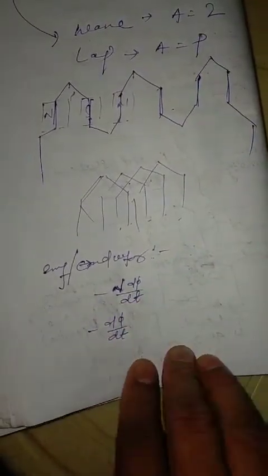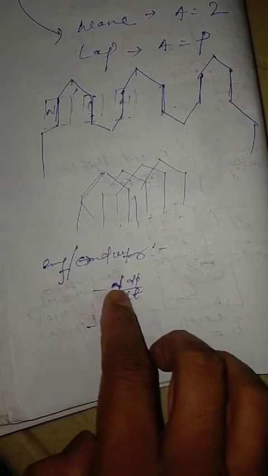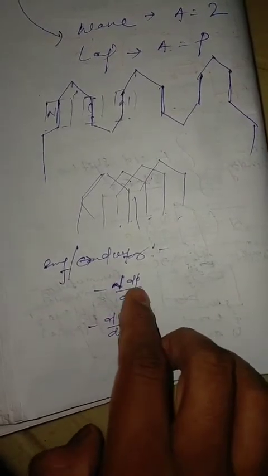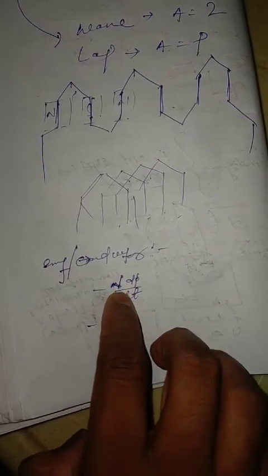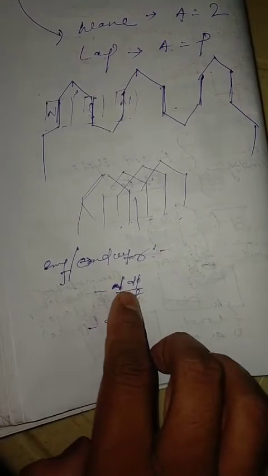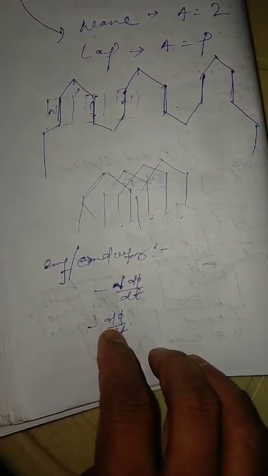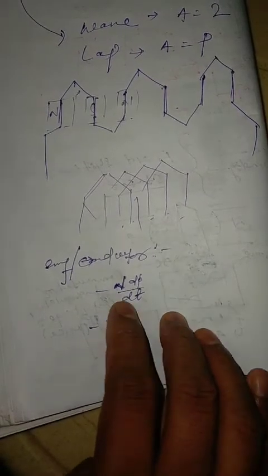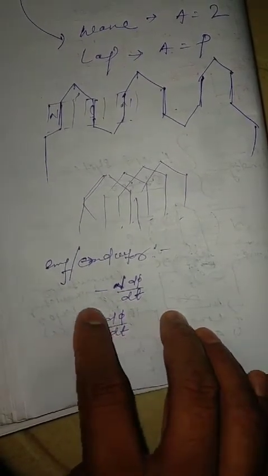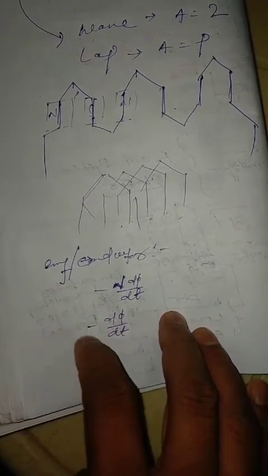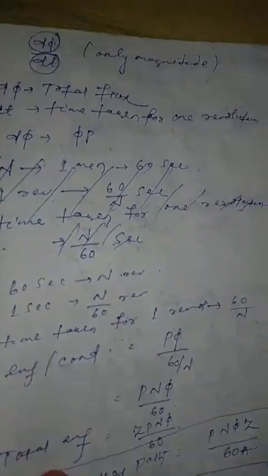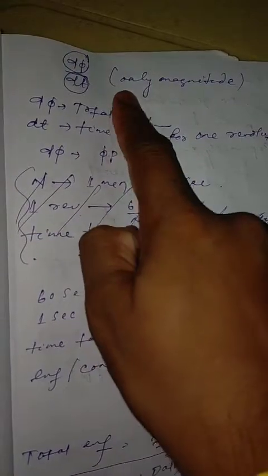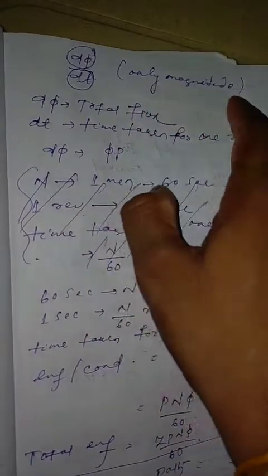Now, suppose I want to know the EMF per conductor. From Faraday's law, we know it is minus N d phi by dt, but here we don't have N as the number of conductors, it is in the form of Z. Suppose I take one conductor, then it will be minus d phi divided by dt. If I want to ignore the sign or direction, I can represent it as only d phi divided by dt. So the EMF induced per conductor equals d phi divided by dt. Clear? This is the case when we only consider magnitude.